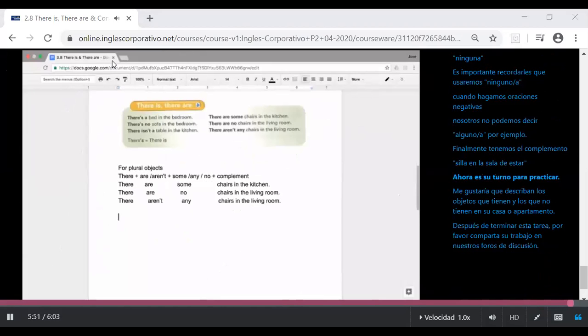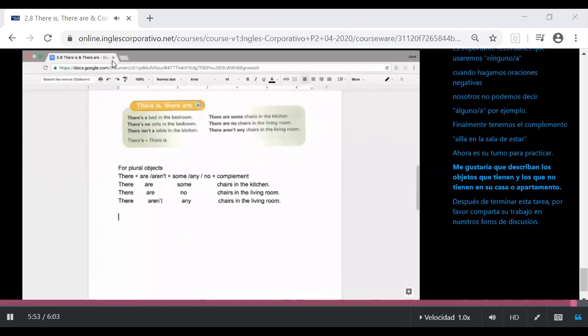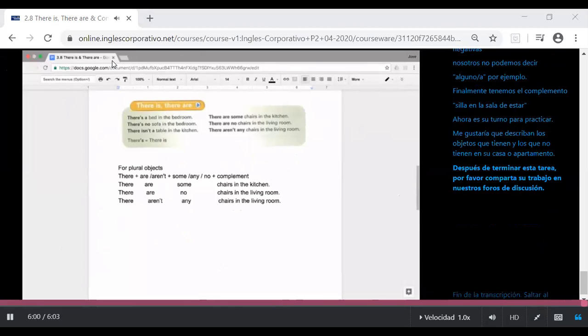Now it's your turn to practice. I would like for you to describe the objects that you have and don't have in your house or apartment. After you finish this task, please share your work in our discussion forums.